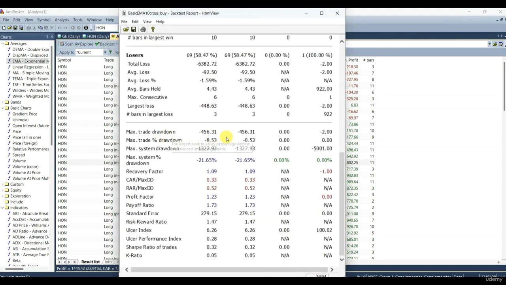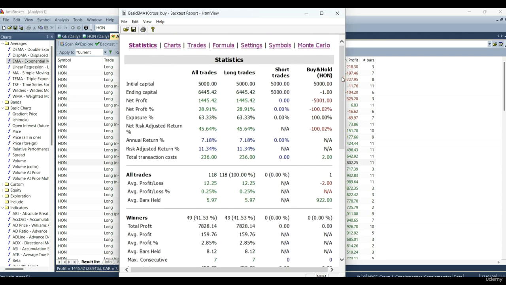Maximum trade drawdown in percent and maximum system drawdown in percent. That's the maximum loss the system generated. Profit factor, so the gross profits divided by the gross losses. Sharpe is popular, but for now, let's just stick to those simple indicators. We have a column of long trades, which equals all trades because we are just trading long. Short trades, there were none, so it is empty.